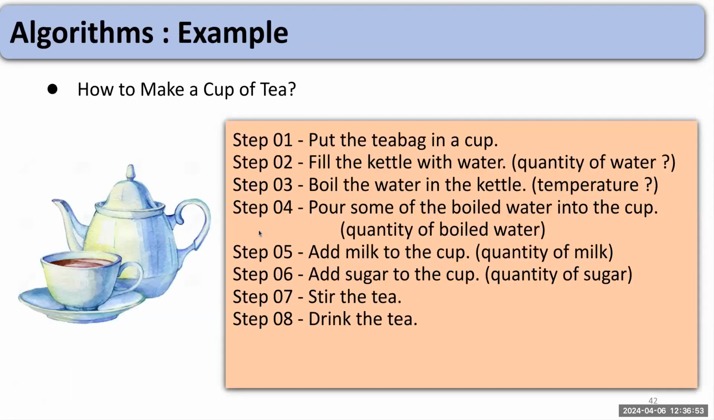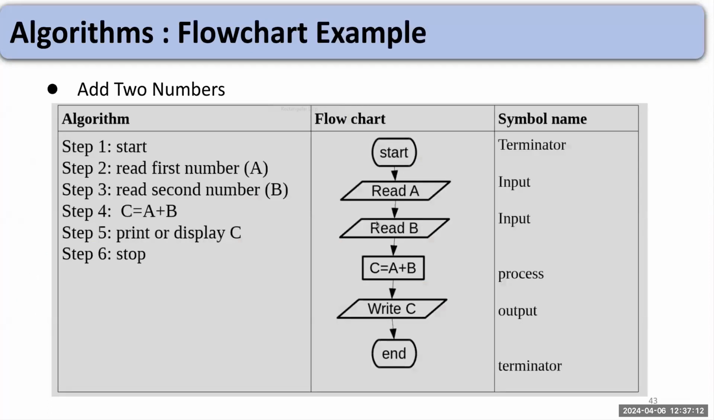This is how to make a cup of tea. Step 1, step 2, step 3, like that. We put the tea bag in a cup like that. We have to write an algorithm like this. This is a flow chart, an algorithm, a flow chart, and symbol names. Symbol name is the flow chart symbol name.